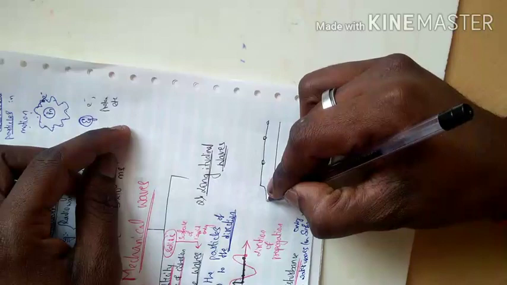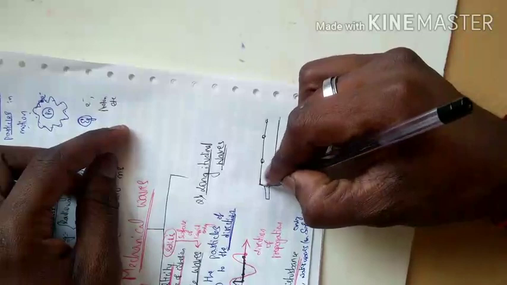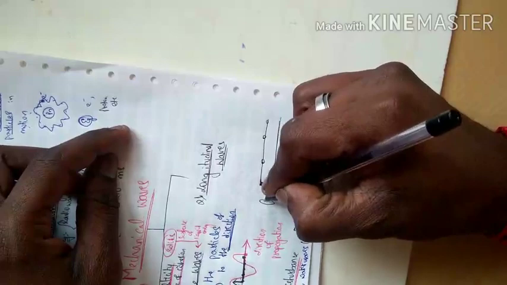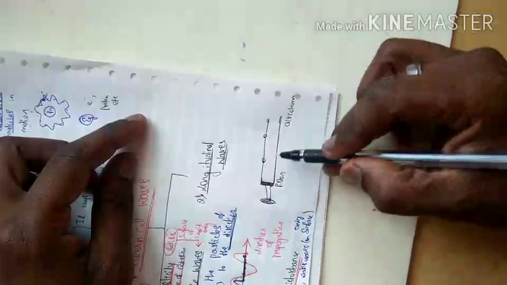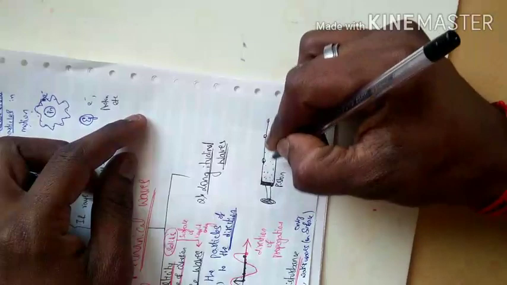Is that clear? If not, let us consider an air column, and this is a piston. What is it? A piston. And this is your handle, which is used to move. In a trumpet also they move like this. Now consider the air column. Air column means in between them what is present? Air. These are the air molecules, equally distributed like this.